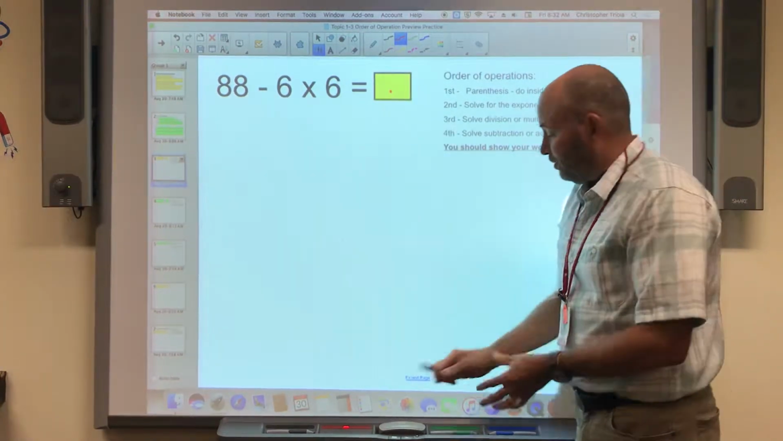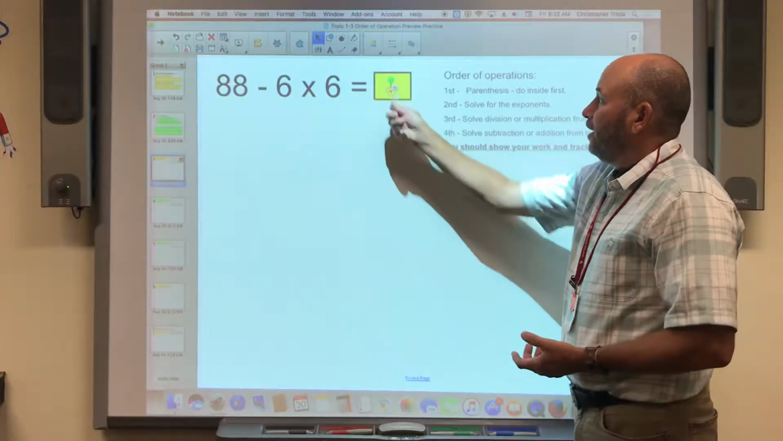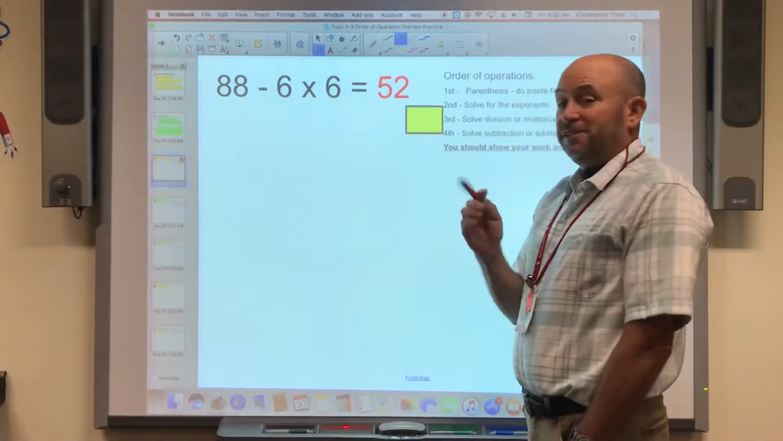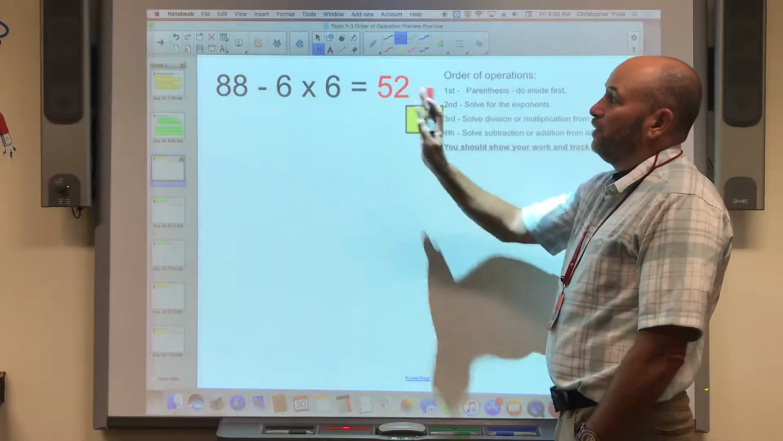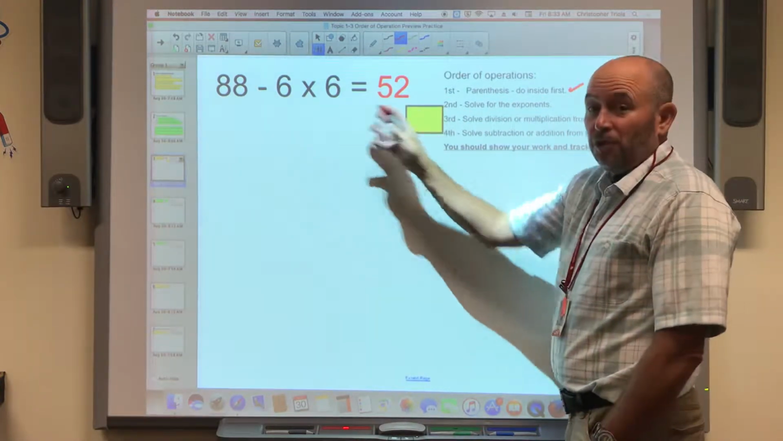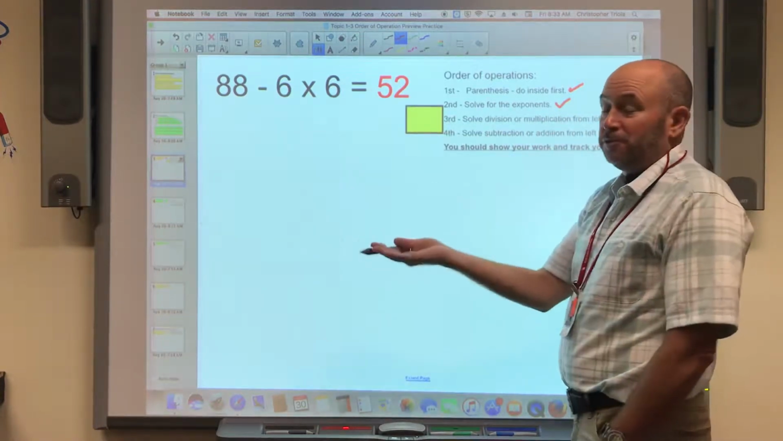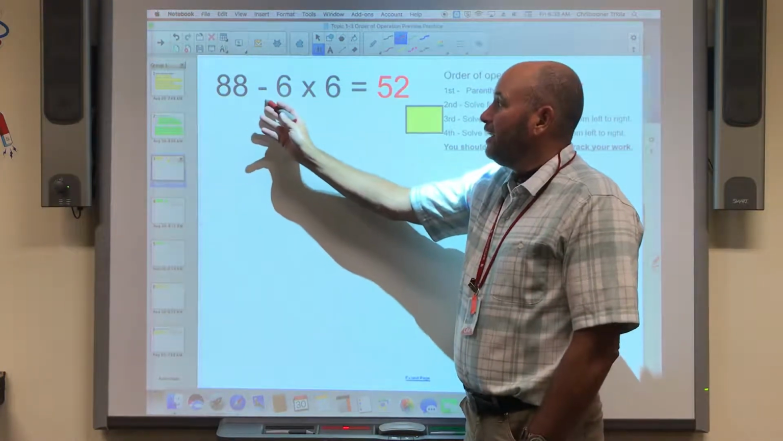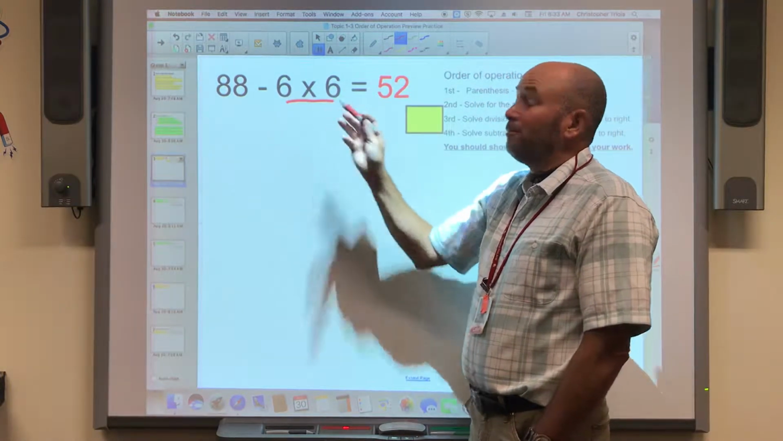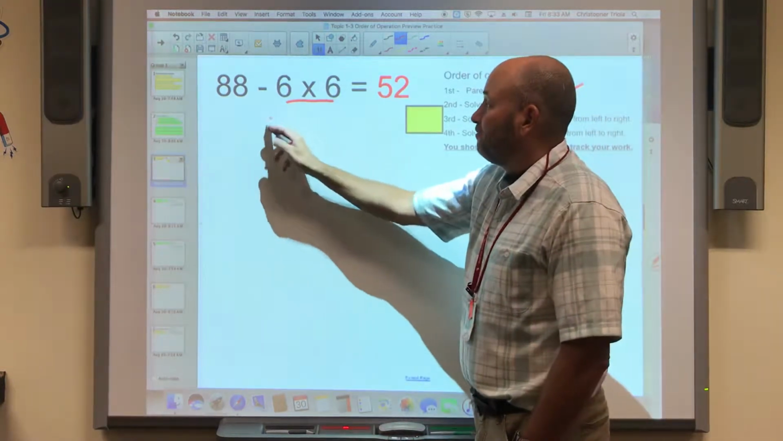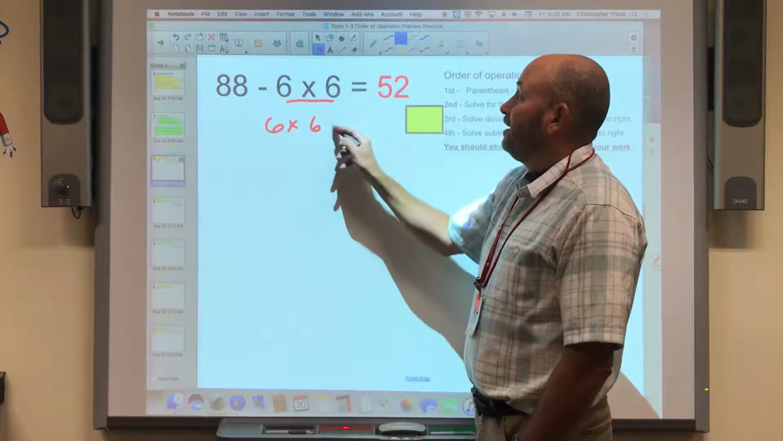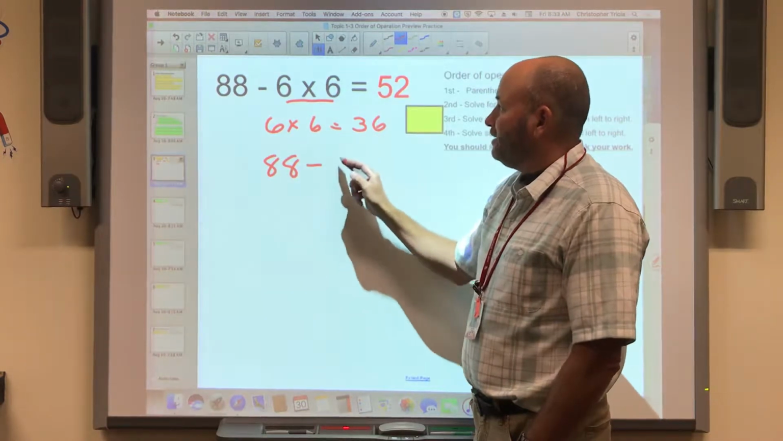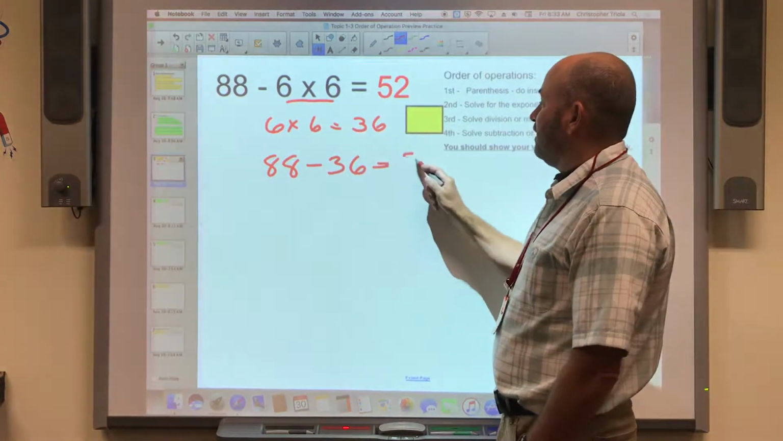Okay, the answer to this problem is 52. Okay, it's 52. Now, order of operations tells us that we do what's in parentheses first. There are no parentheses. Then we solve for exponents or roots. There are no exponents or roots. So then we solve division or multiplication from left to right. Well, 88 minus 6 times 6. Well, this operation of 6 times 6 needs to be done first. So 6 times 6 equals 36. So now we have 88 minus 36, and it should balance out to 52.